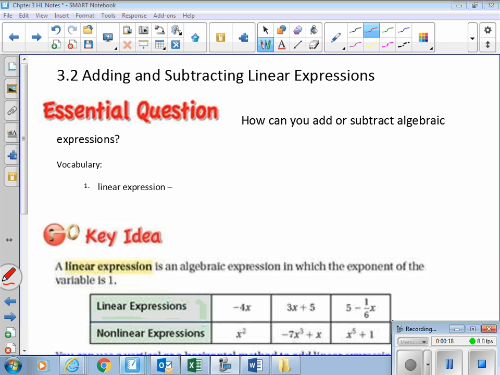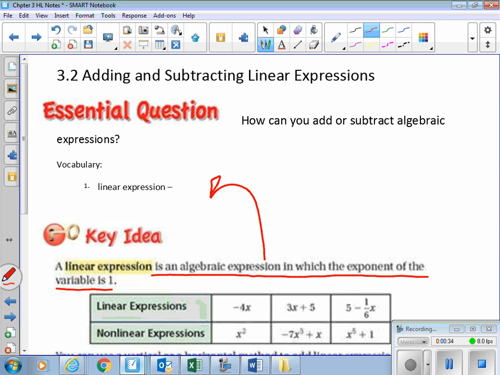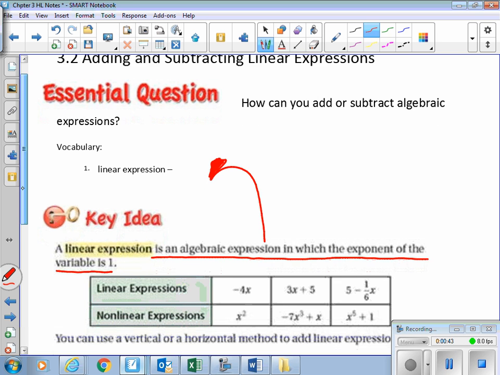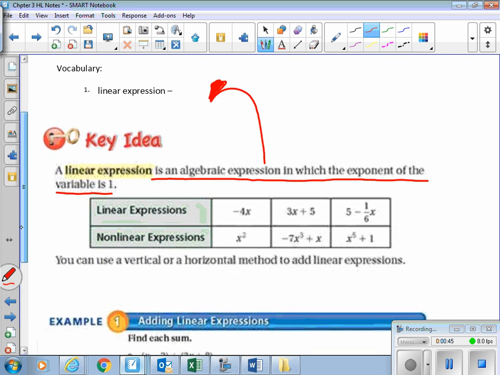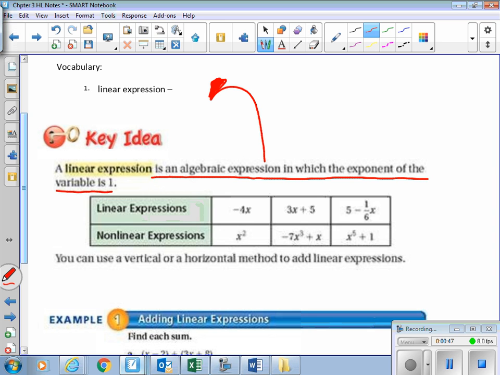A linear expression is an algebraic expression in which the exponent of the variable is 1. So you can actually see that definition written right here. You want to copy that up into this spot. All right, an algebraic expression in which the exponent of the variable is 1. So here are some good examples and non-examples.